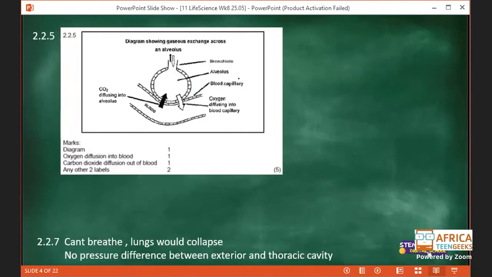When one makes use of the heater to warm a room, one is advised to place a small bowl of water next to the heater. Explain the purpose of this practice. So you guys can send through your answers for question 2.2.6.